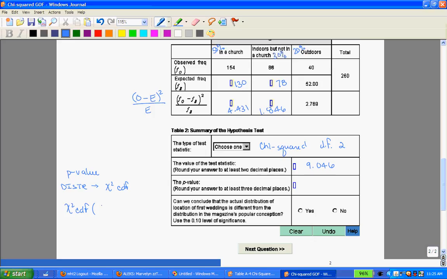So the lower bound for us would be 9.046, because if you remember your picture, remember we're going into the tail. So what I'm saying is I know that this is 9.046. I want to know what this area is in the tail. That's what the p-value is. So the left bound is 9.046. I'm going pretty much to infinity, so I usually put in something like 99999. And then the degrees of freedom are 2.